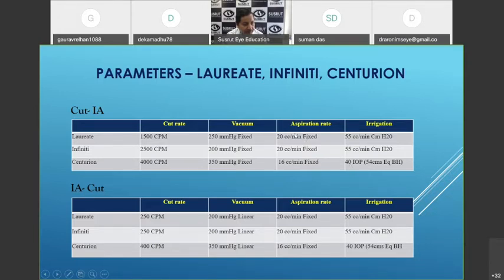Aspiration, in case of Centurion, is a little bit less, 15 to 16 recommended by the company. But in case of Laureate and Infinity, this is a 20 cc aspiration rate. Regarding vacuum, this is 200 to 300, which means it is moderate vacuum. So that is about the settings of cut IA and IA cut.